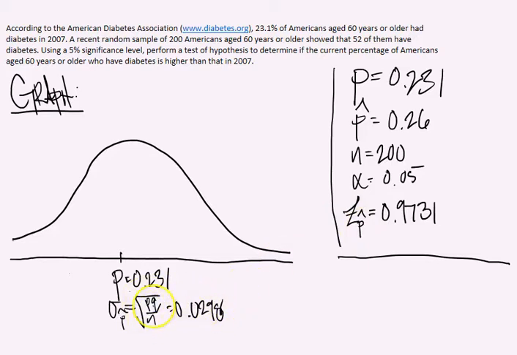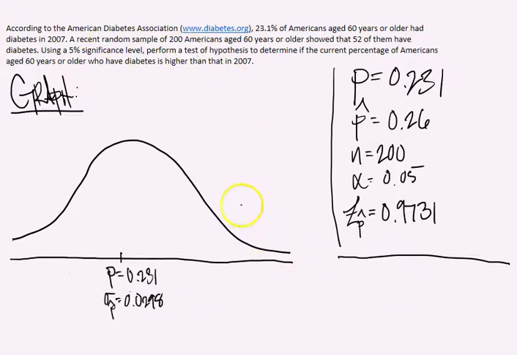So let's clean this up just a little bit. Okay, so this is my distribution for what I have going on here, right? So this is my population mean, or proportion, I'm sorry, and this is the standard deviation for my proportions, right, using CLT.